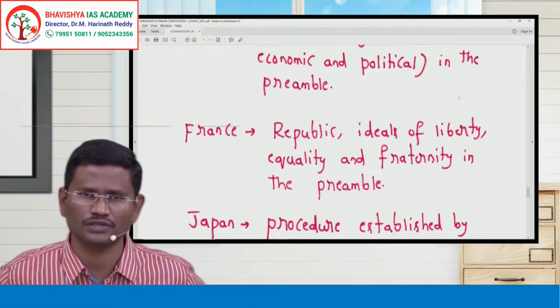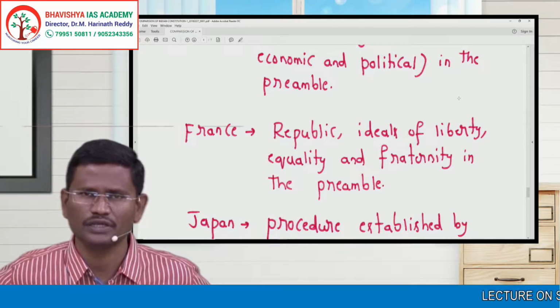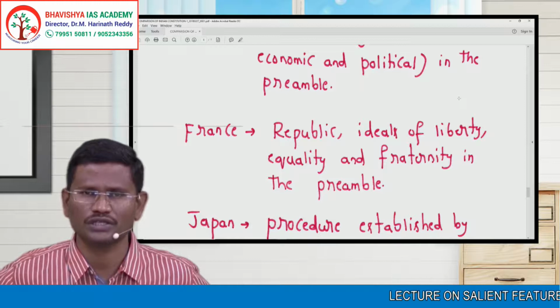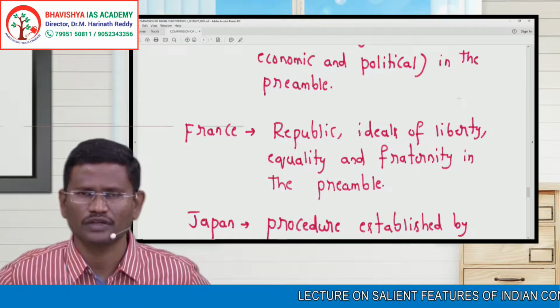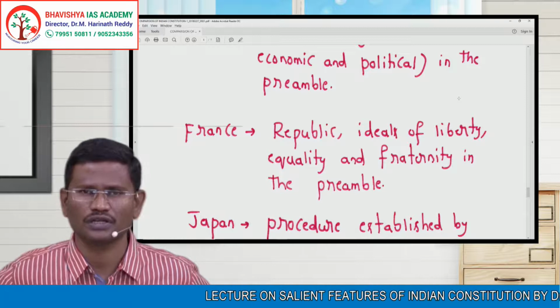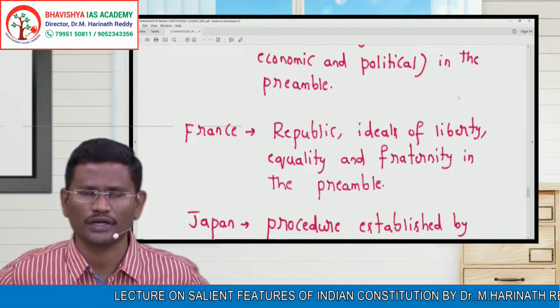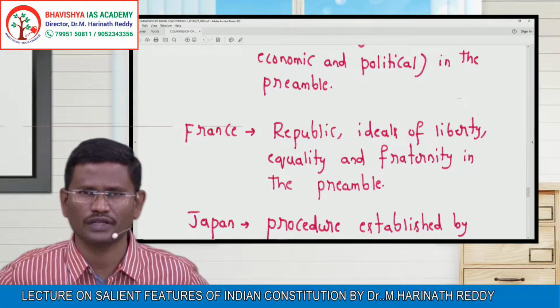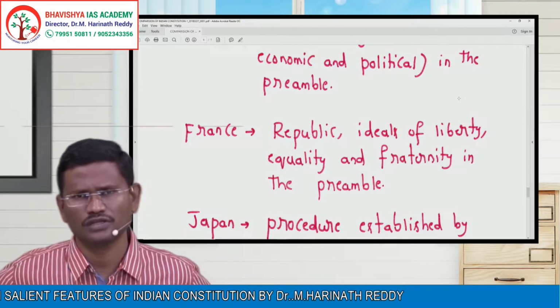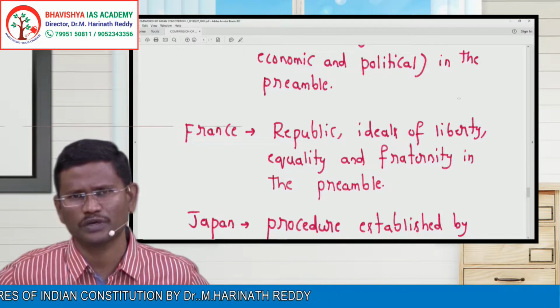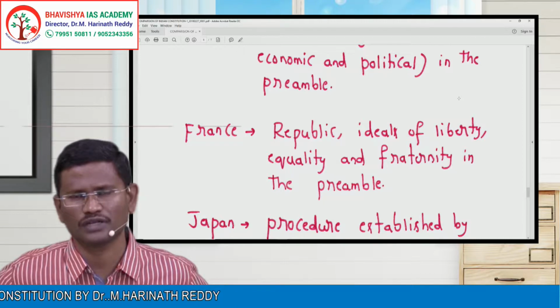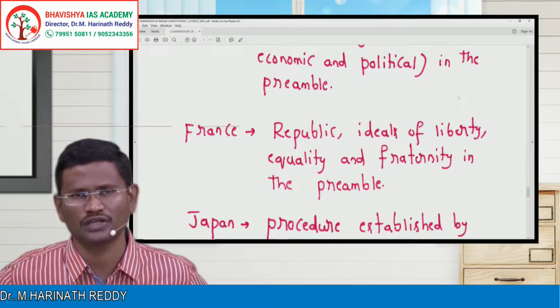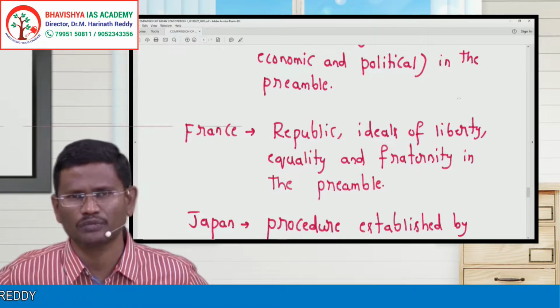In addition to this, the ideals of liberty, equality and fraternity, which were very popular at the time of French Revolution in 1789. The French Revolution of 1789 was inspired by the ideals of liberty, equality and fraternity. So the same were included in the Indian preamble.